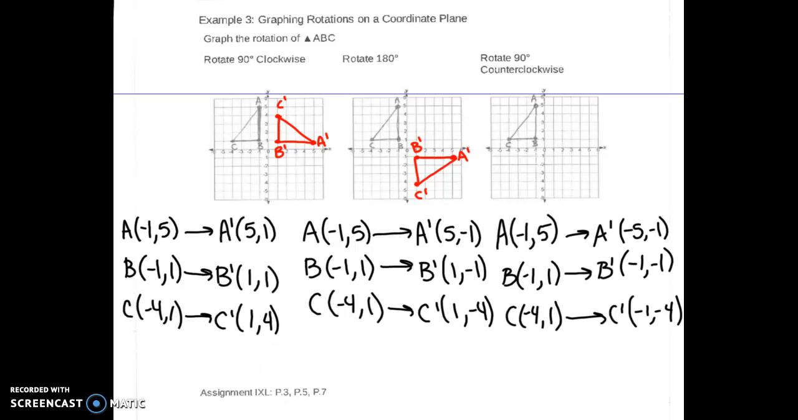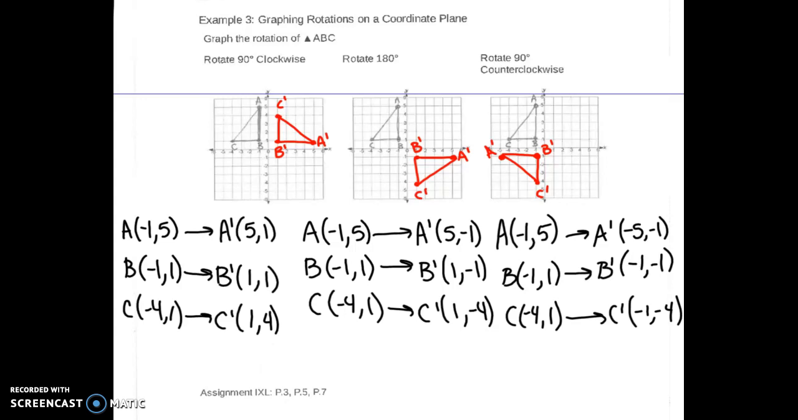Lastly, let's go ahead and graph them. Negative 5, negative 1. That's our A prime. Negative 1, negative 1. That's our B prime. And negative 1, negative 4 is our C prime.